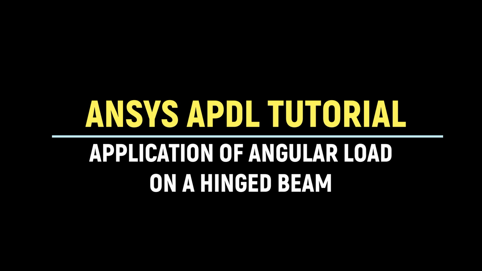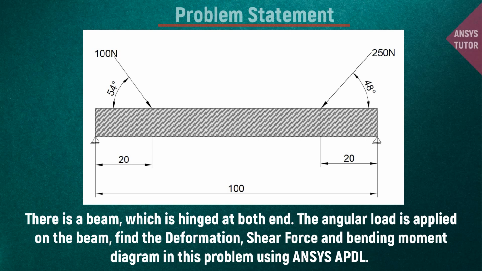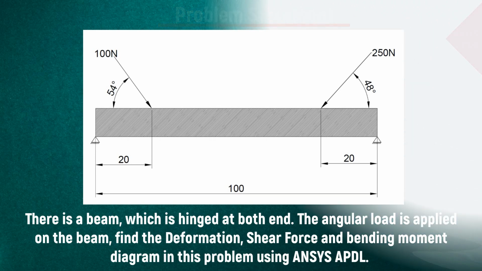In this tutorial, we will see how you can apply an angular load on a hinged support beam. The beam is hinged at both ends. A load of 100 N is applied at an angle of 54 degrees to the beam at a distance of 20 mm from one end, and another load of 250 N is applied at an angle of 48 degrees to the beam at a distance of 20 mm from the other end. We have to find the deformation, shear force and bending moment diagram in this problem, using ANSYS APDL.